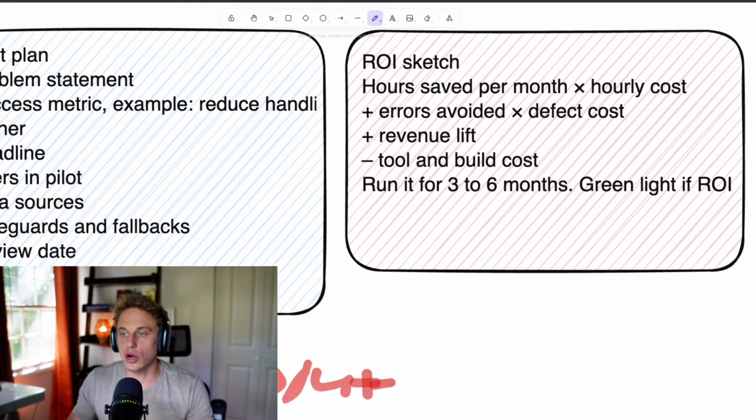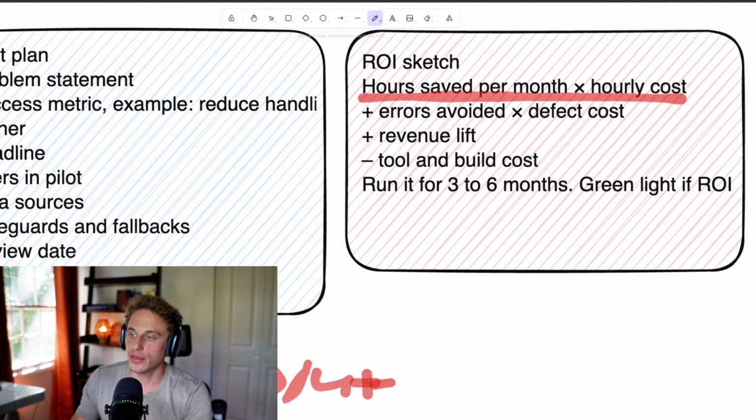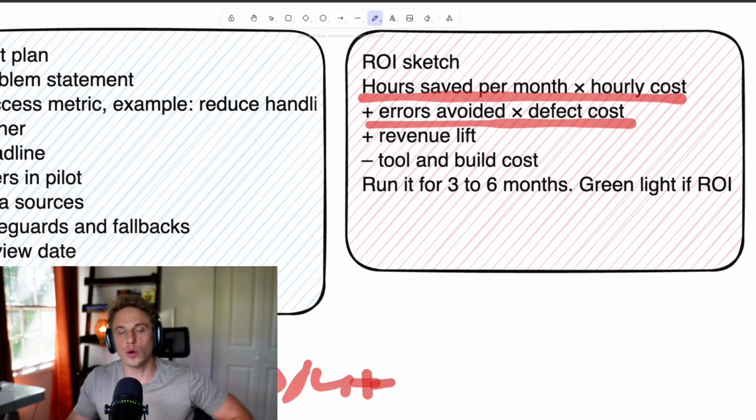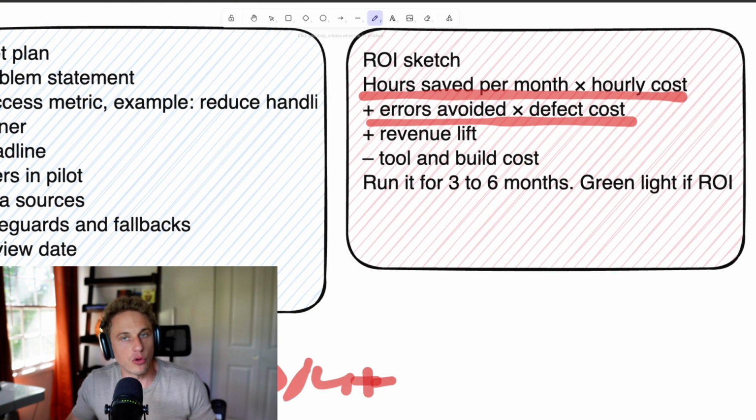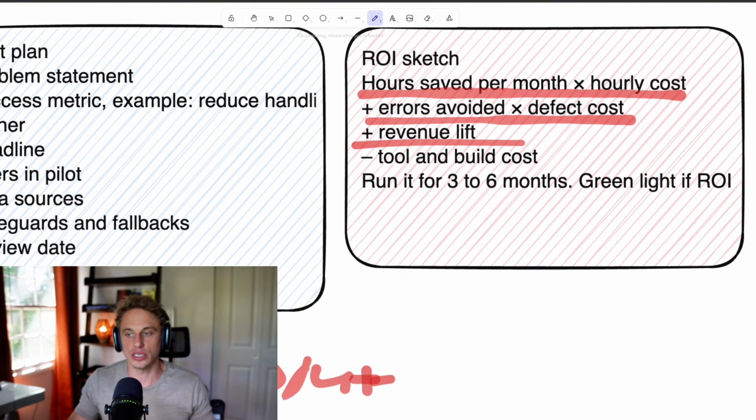So when you're thinking about the ROI, it's time and money, really, is what it comes down to. So is this going to save hours per month? And what is our hourly cost? Is it going to help with errors avoided? And if so, what's the cost of not avoiding those errors? Is it going to lift our revenue? Pretty straightforward. If so, how much is it going to lift our revenue?